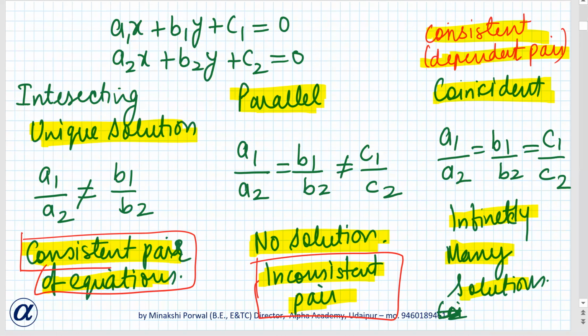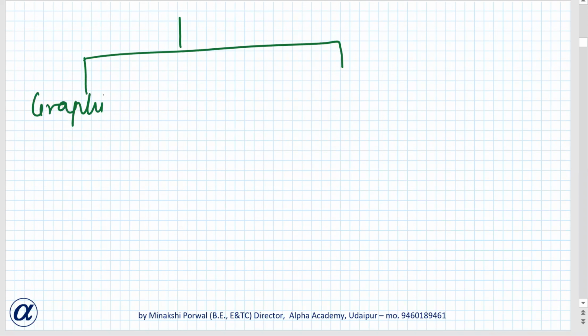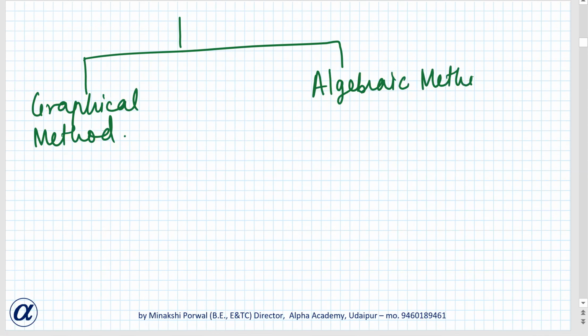Okay, so there are three methods to solve this. First of all, the broad classification: the graphical method. In the graphical method, we draw graphs of both equations and from the graph we decide the solution. The point where both graphs intersect will be the solution. The other methods are called algebraic methods. First is the substitution method.